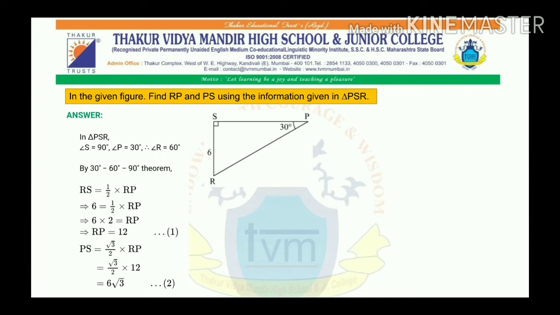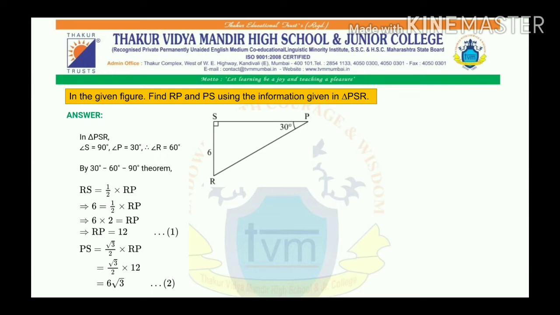So RS is equal to half of RP. RP is the hypotenuse and RS is the side opposite to 30 degree angle. So by cross multiplication, you will get 2 into 6, which is 12. So RP, which is the hypotenuse, is now 12.